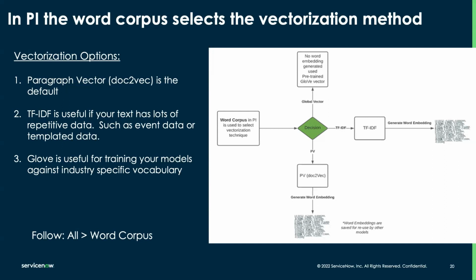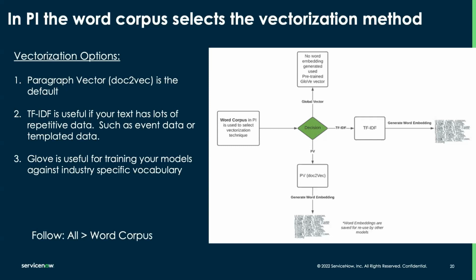So this is another vectorization technique. And we found this is very helpful if your text has a lot of repetitive data. So think about machine generated data, like event data, or templated data. You're probably using shortcut templates to auto-populate a short description. So that's very useful for improving the performance of your classification model when you use term frequency inverse document frequency.